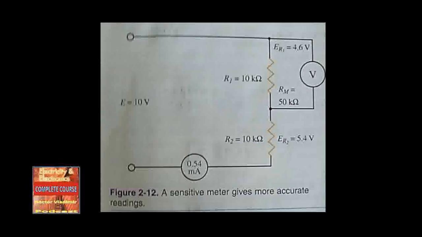Even more costly meters, with a sensitivity of 20,000 ohms per volt, can reduce the error to an amount that would be barely noticed. Figure 2-12, a sensitive meter gives more accurate readings.